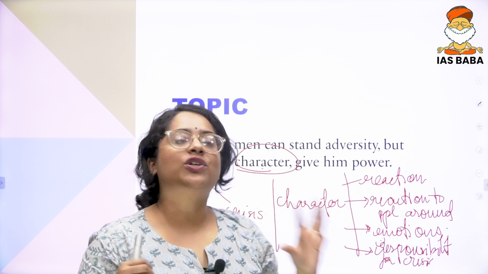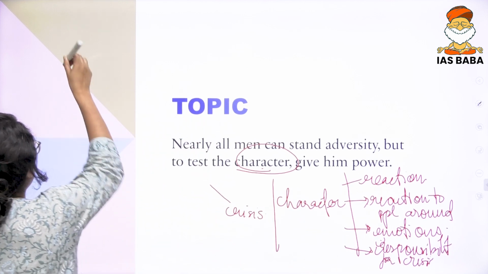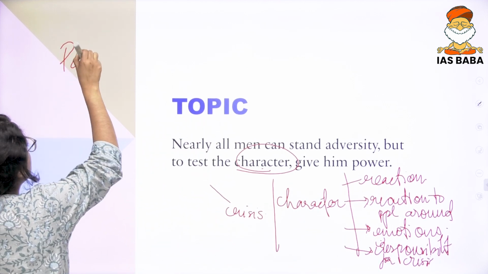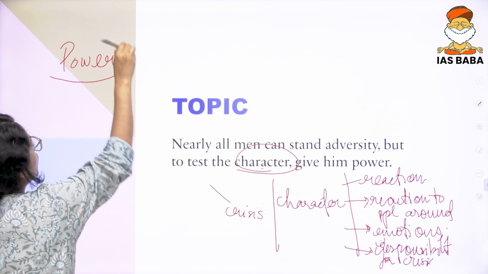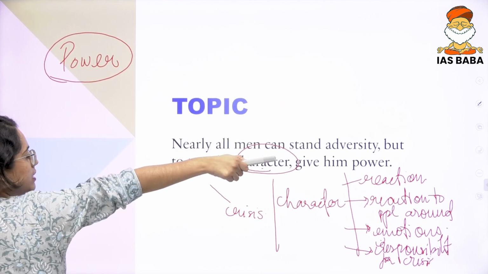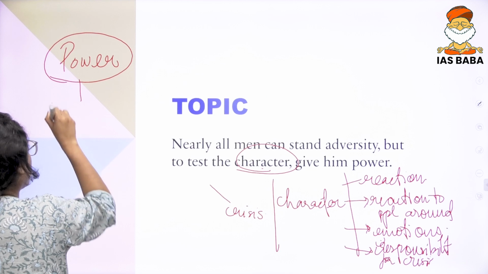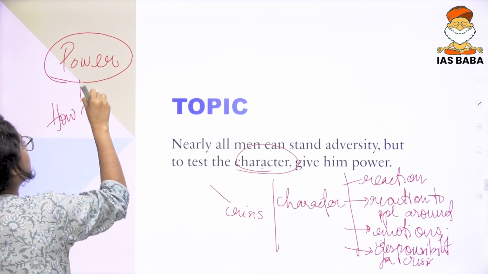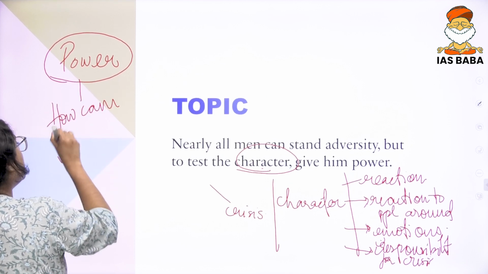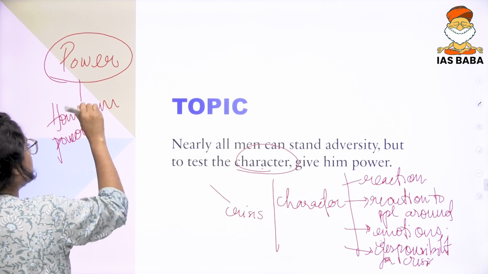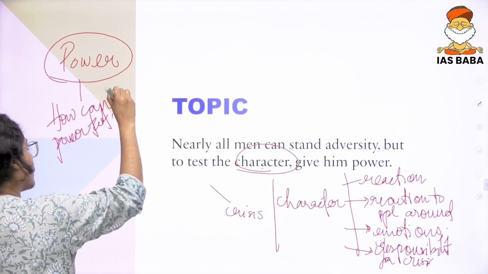So here the topic actually tries to say that you can mention the adversity part, but how can power test character?